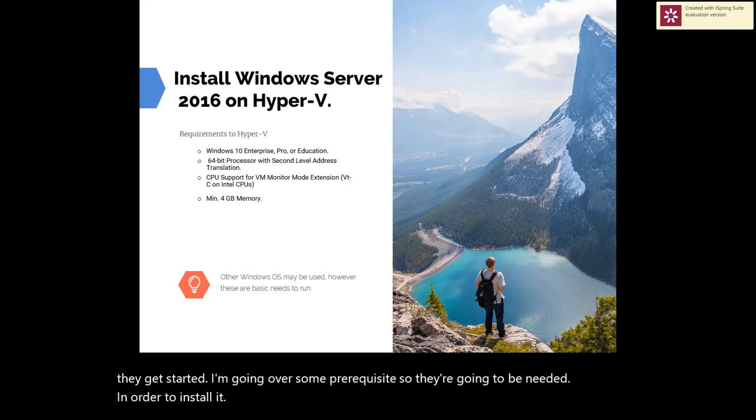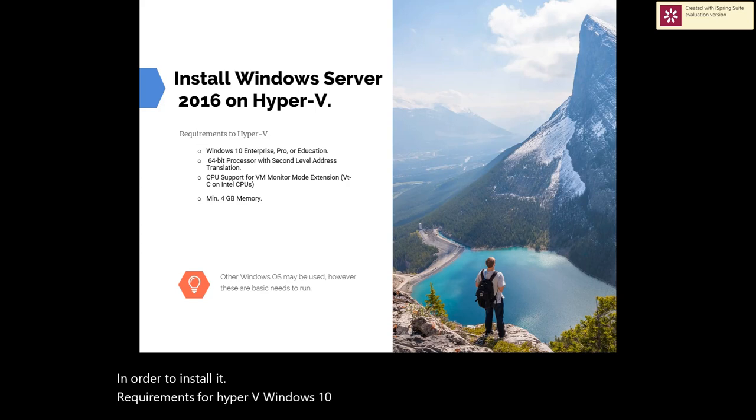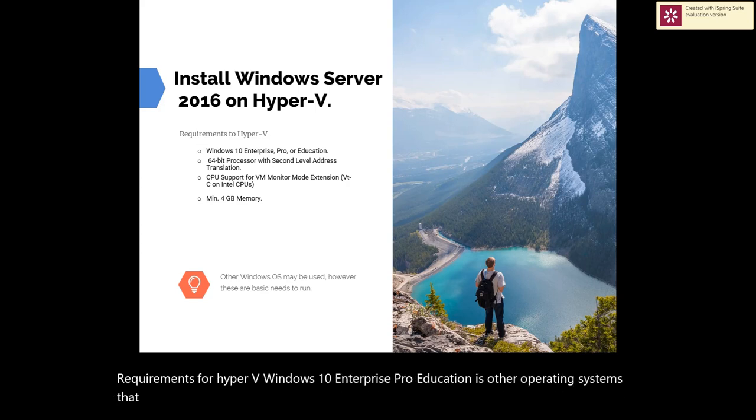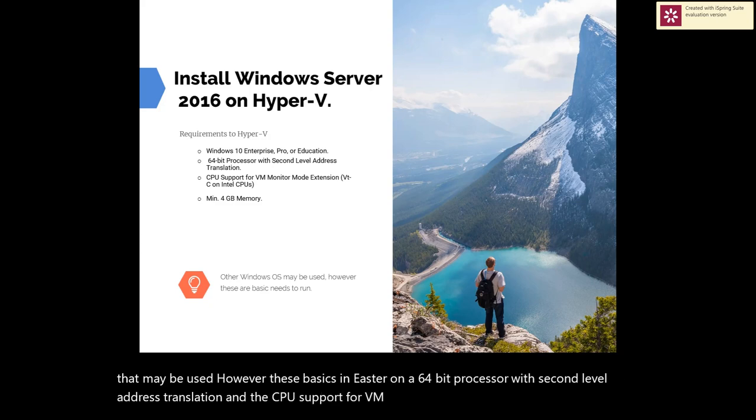Requirements for Hyper-V: Windows 10 Enterprise, Pro, or Education. There's other operating systems that may be used. However, these are the basics it needs to run. A 64-bit processor with second level address translation, and a CPU support for VM monitor mode extension, and a minimum of 4 GB of memory.